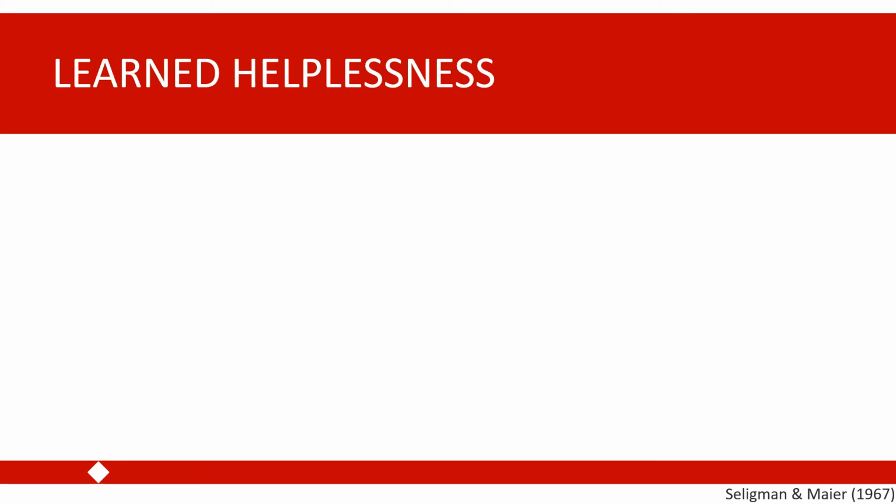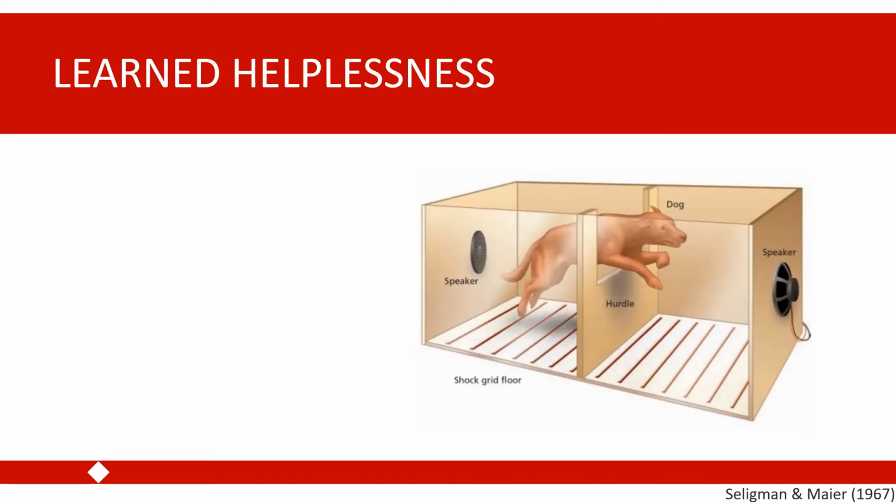An important concept to understand the behaviorist perspective is learned helplessness, and we can understand learned helplessness by understanding a key study in the development of this theory conducted by Seligman and Meyer in 1967. This was a study that was conducted with dogs using a chamber that looked like this.